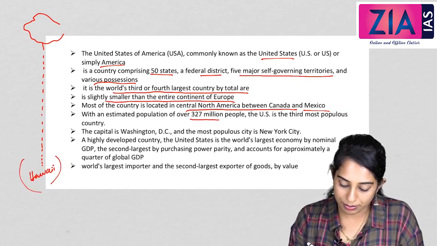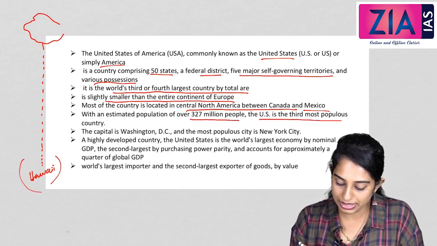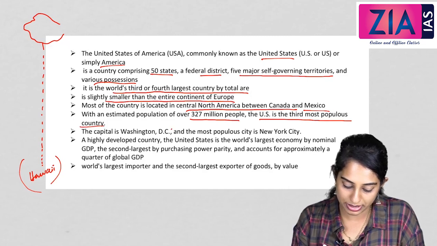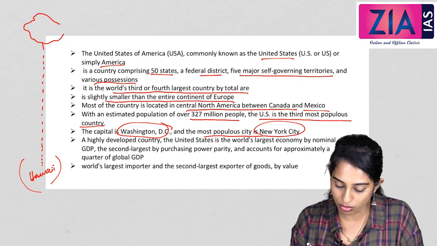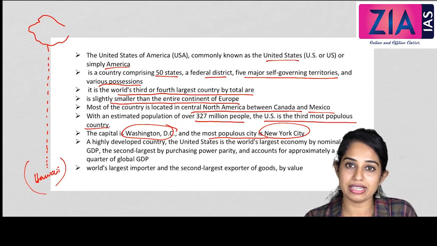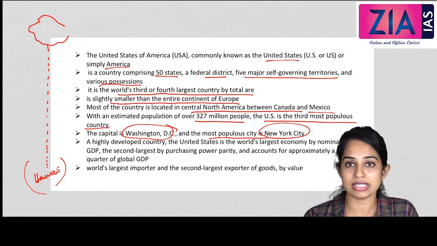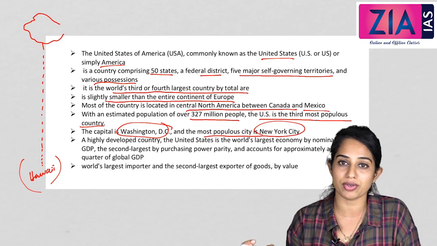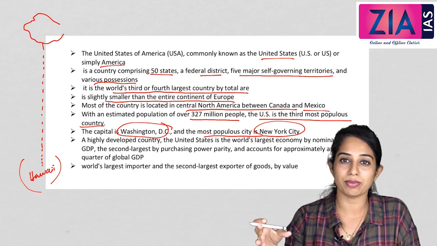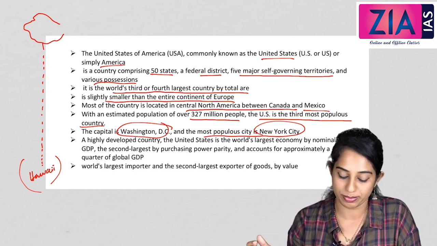Okay. Estimated population of US is 327 million people and US is the 3rd most populous country. Capital is there in Washington DC and most populous city is New York City. It is a very highly developed country. Lot of export and import industries are located with the US and we know that almost all entire wealth of the entire world is concentrated in the US and depending upon their currency and their dollar movements.